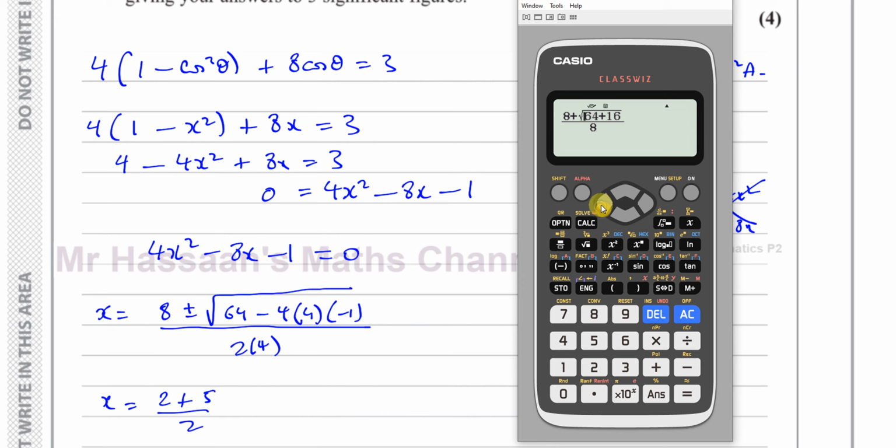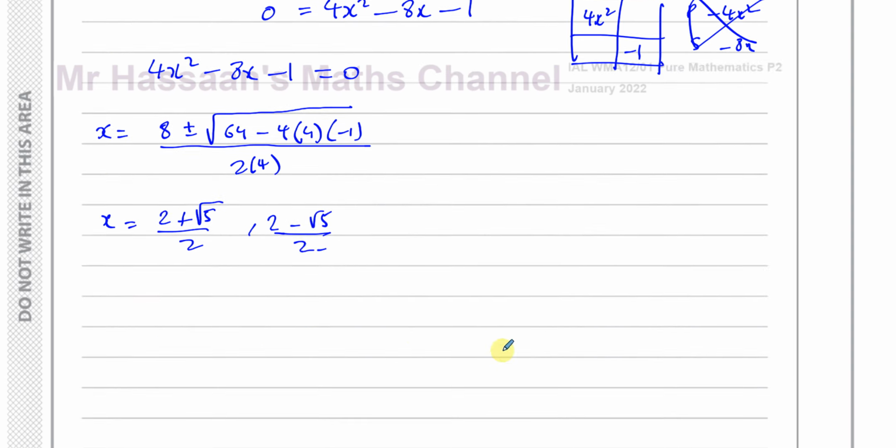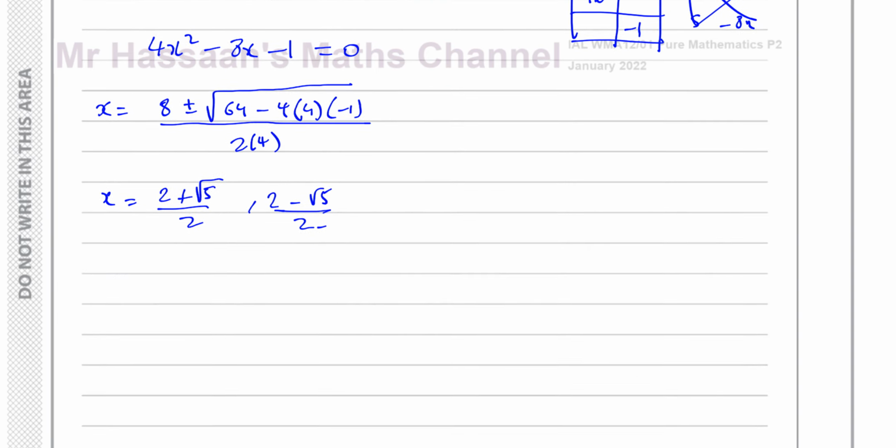If you just put a minus here instead, that's going to be 2 minus root 5 over 2. Those are the two solutions of x. Okay, so we can say that means that, because remember we said cosine theta equals x, so I know now that cosine theta has these two values, 2 plus root 5 over 2, and also cosine theta has another, 2 minus root 5 over 2.